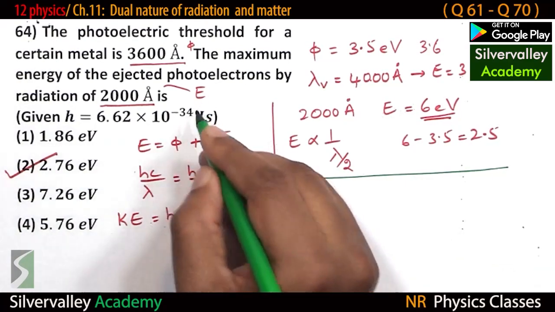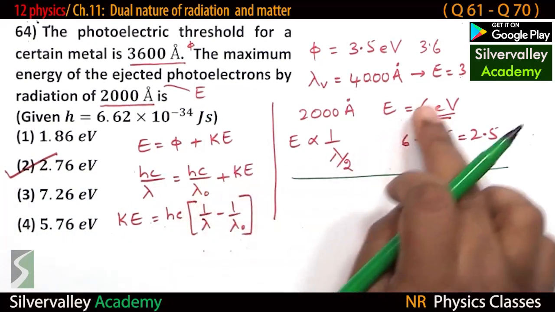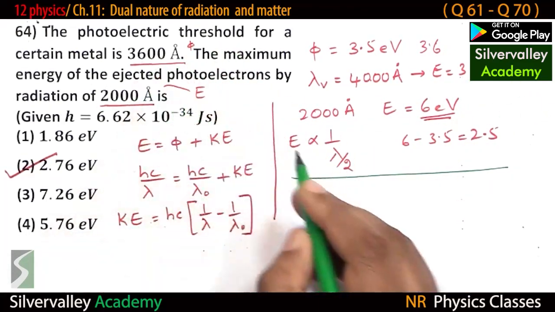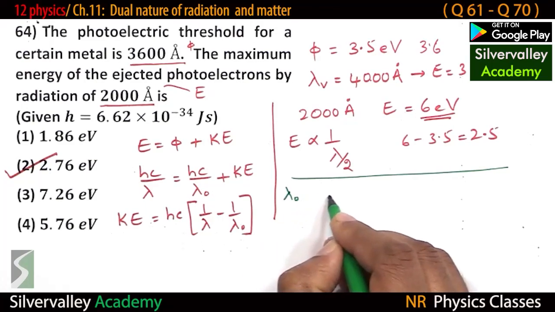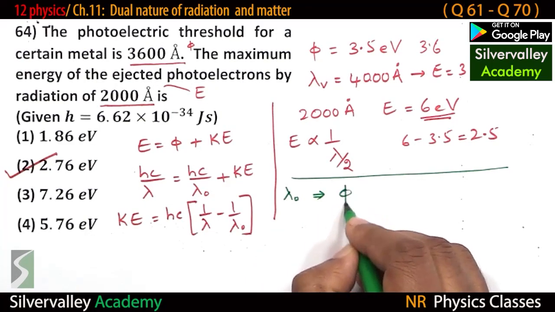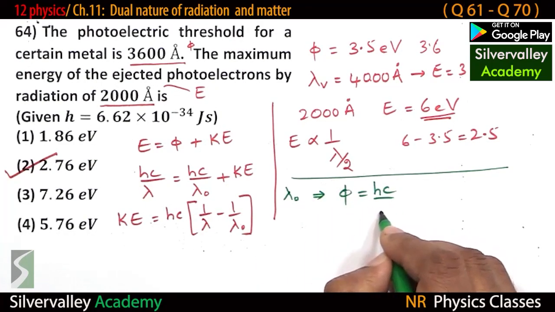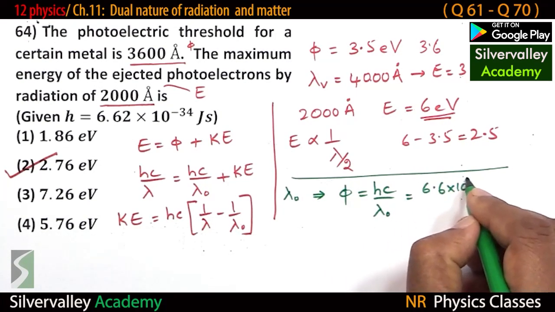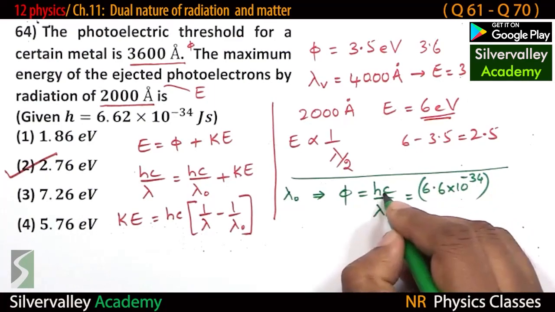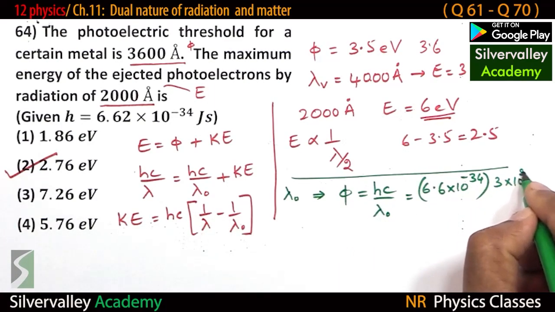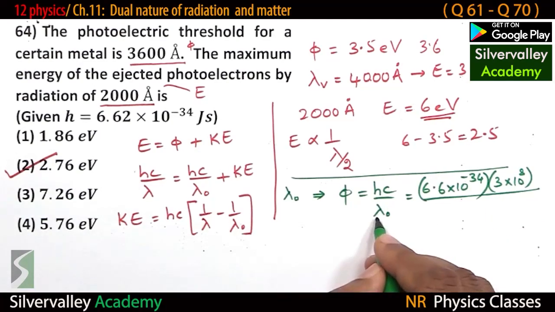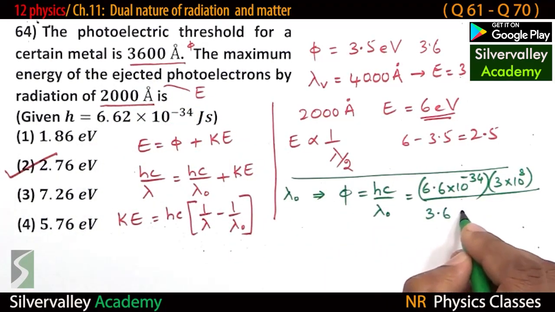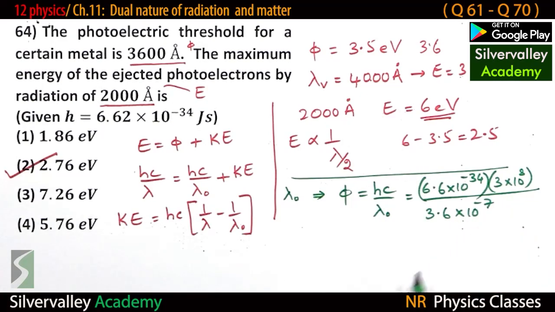Now, which is the other method? Instead of guesswork, use the threshold wavelength. So lambda naught is given. From lambda naught we can get phi. Phi is hc by lambda naught. h is 6.6 × 10^-34, c is 3 × 10^8, divided by lambda naught, which is 3600, that is 3.6 × 10^-7.